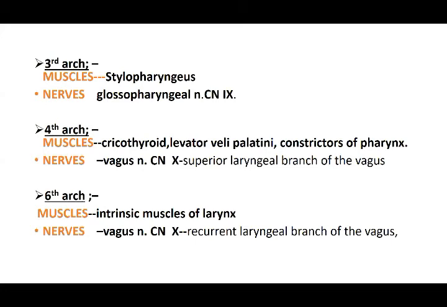Then is the fourth arch. The muscles developing from the fourth arch are the cricothyroid, the levator veli palatini, and the constrictors of the pharynx.